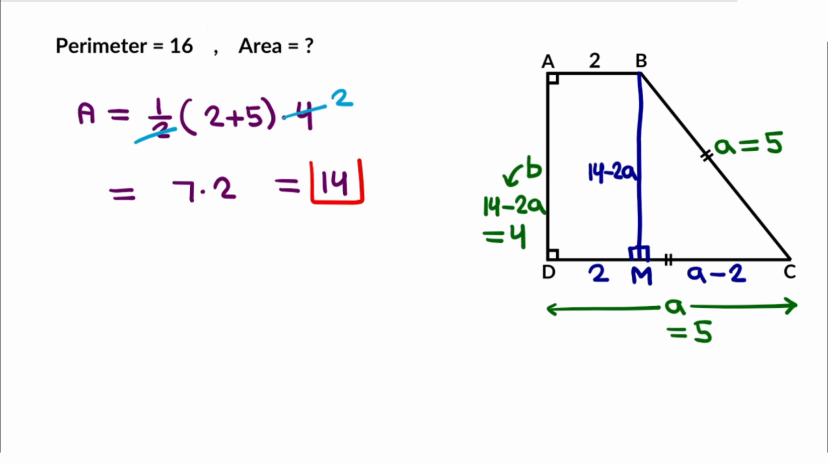Exactly, 14 square units. And the nice part is that the answer only appears after we use the geometry to eliminate the impossible solution. A small detail, but it makes all the difference.